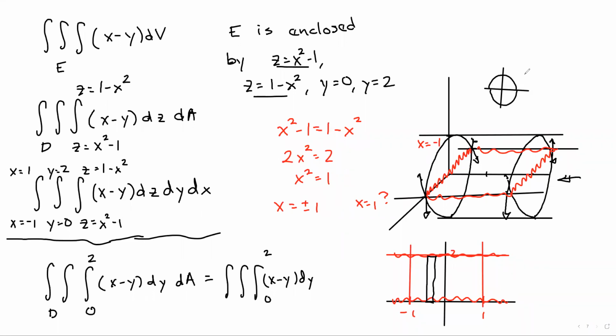Right? And so the top one we have is 1 minus x squared. Bottom one is x squared minus 1, right? It looks like a circle the way that I drew it. It's not a circle, those are parabolas.